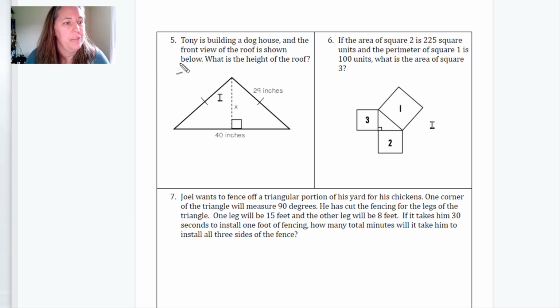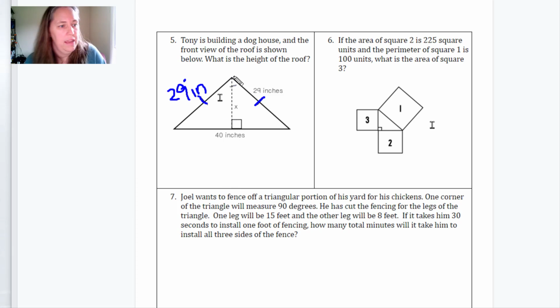Okay, Tony is building a doghouse, and the front view of the roof is shown below. What is the height of the roof? So these hash marks tell you that it's an isosceles triangle. These hash marks mean this is 29 inches and this is 29 inches. So those hash marks tell you that it's equal.